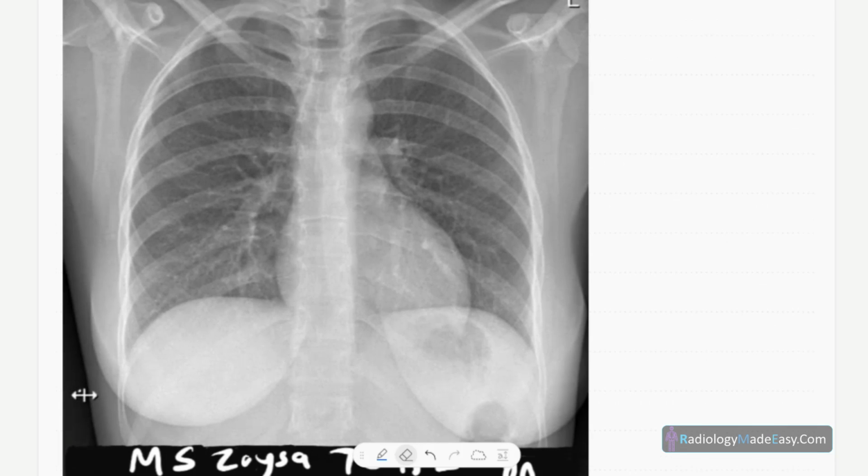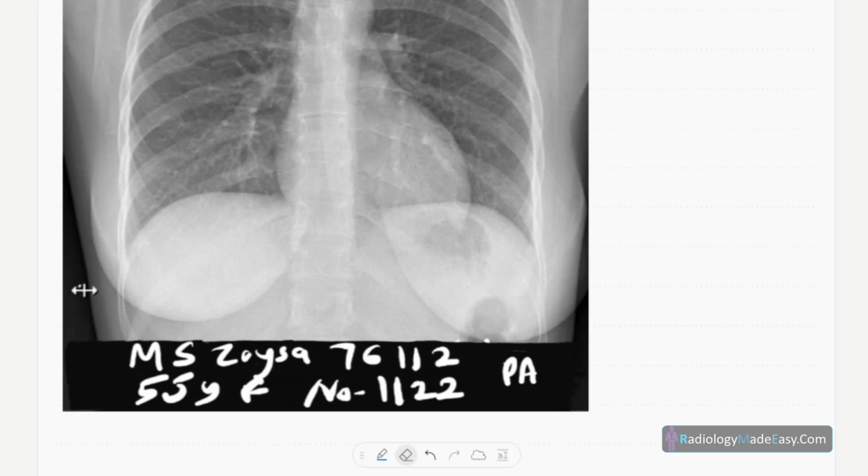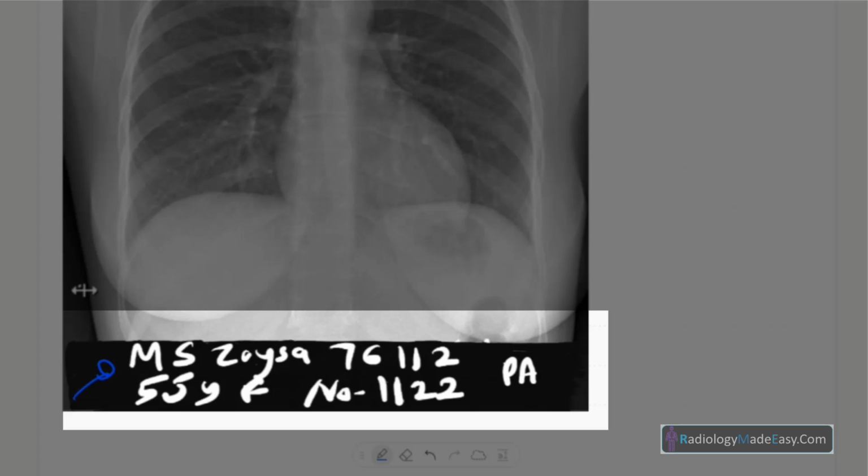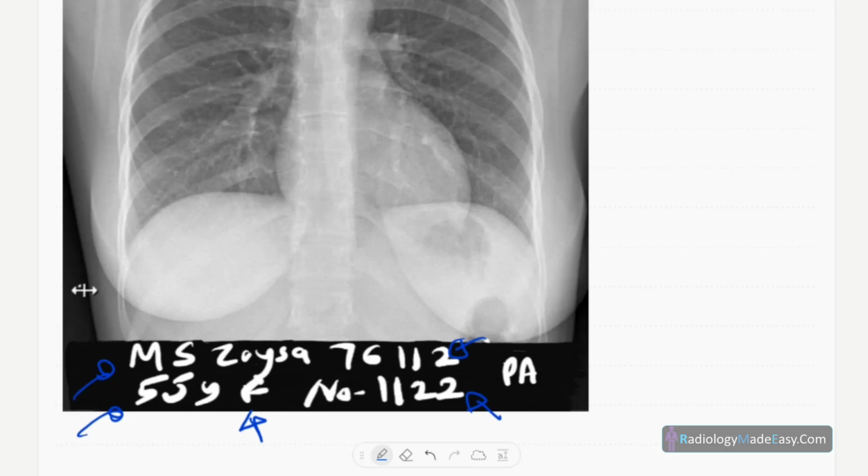So this is the frontal chest radiograph of a skeletally mature female patient. First of all, identification of the patient is important. So this is the name of the patient, this is the age, this is the gender, this is the BHT number, and this is the X-ray number. Those are 5 things in identification of the patient.